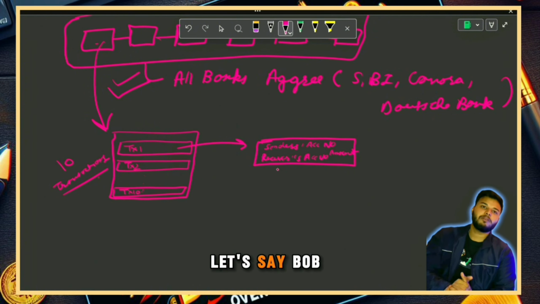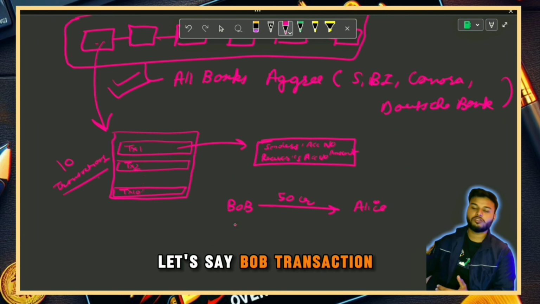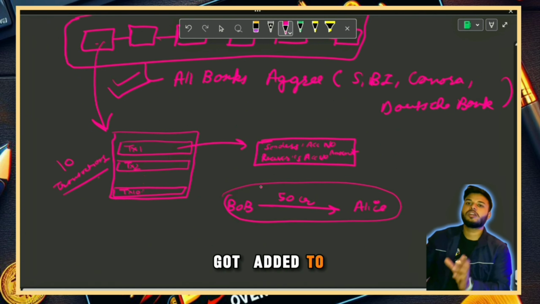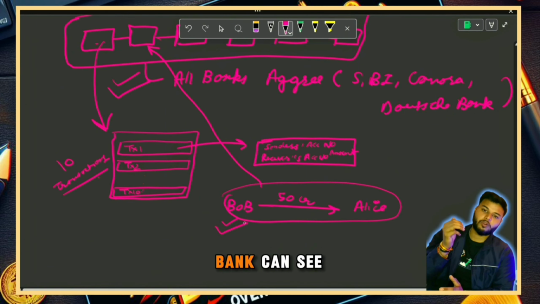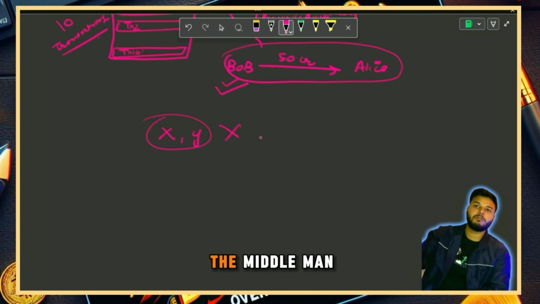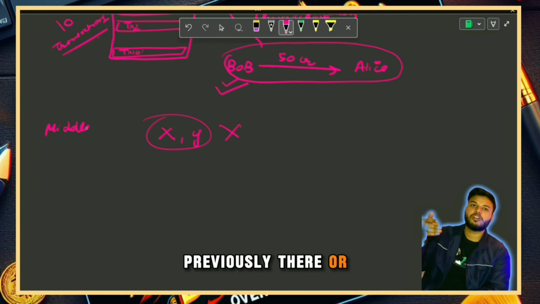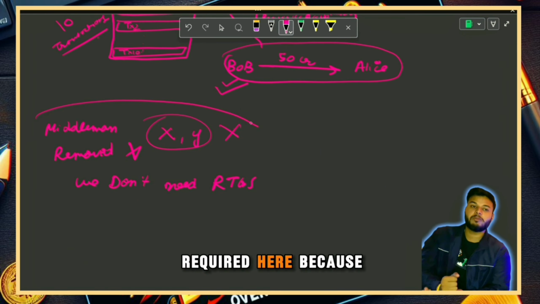Now let's say Bob wants to transfer 50 crores to Alice. What will happen is that Bob's transaction gets added to the blockchain. Once the transaction is added to the blockchain, the banks can see that Bob is trying to make a transaction from Canara Bank to SBI, so they can see the whole scenario and make this transaction happen. Now all the middlemen which were previously there, all the mechanisms like RTGS, are not required here because we have a clear picture of what is happening.